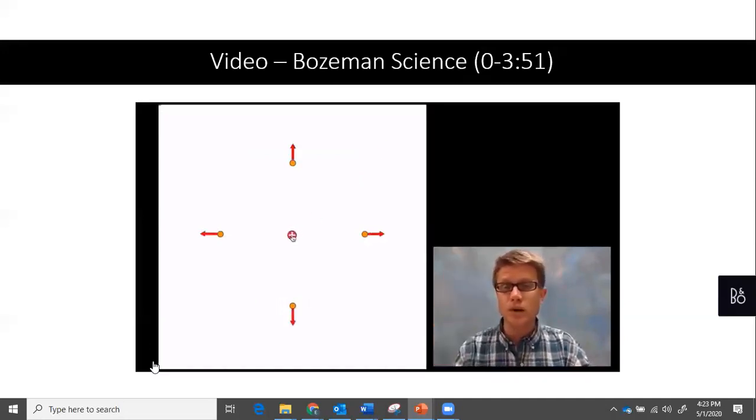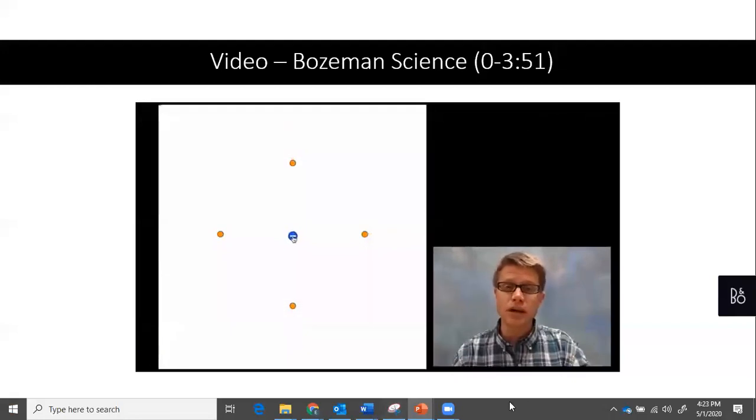So watch what happens when I add a positive charge in the middle. We've generated an electric field, and as I increase the amount of charge, watch what happens to the electric field strength. It's increasing. There's a direct relationship between the two. And as I pull those charges out, you can see that that electric field strength is going to 0.